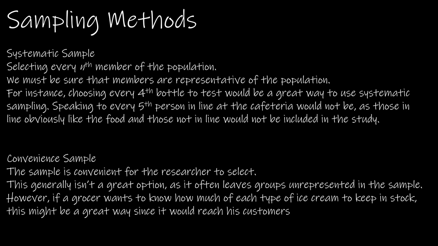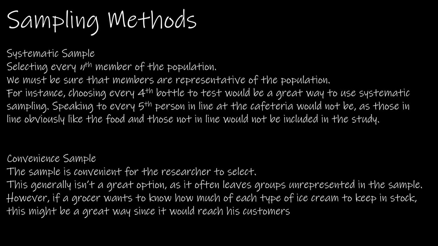biases. So the example that I have here is, let's say I spoke to every fifth person in line at the cafeteria on campus. That's not a great systematic sample because obviously the people in line at food service like the food or like it enough to be there. Whereas if I talk to every fifth person who came through the student center, whether they were going to eat there or not, then that would be a little bit more fair or representative because I would also include people who were not there to eat.